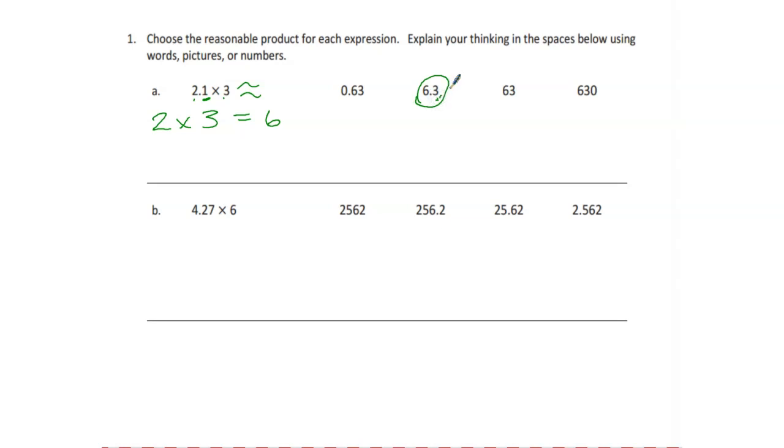All right, let's look at B. So I have 4 and 27/100 times 6. Well, I know that 4 and 27/100 is around 4, and 4 times 6 would be 24. Which one of my options is around 24, or closest to 24? Hopefully you said 25 and 62 hundredths. It's the only number that makes sense, because if I had 6 people and each person had $4.27, they would all together have around $24. The only number that's around 24 is the 25 and 62 hundredths.